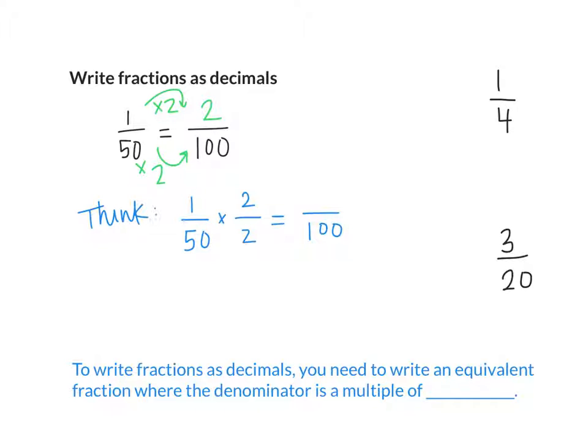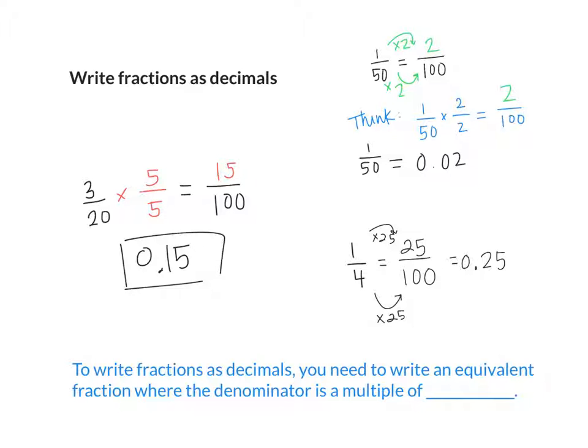Now, how do I write 2/100ths as a decimal? It's 2 hundredths. So I need a 2 in the hundredths place. So 1/50th is equal to 0.02, or 2 hundredths. Do you agree? Take a moment to write that down.